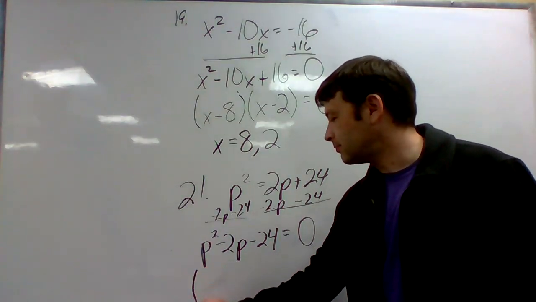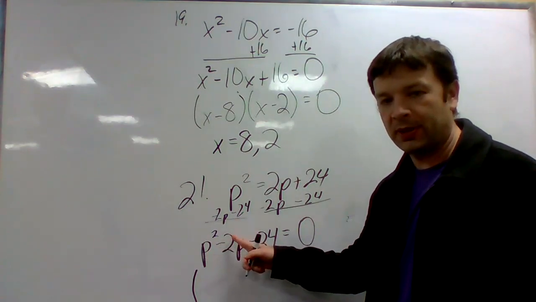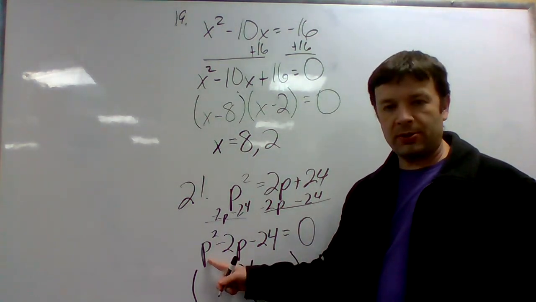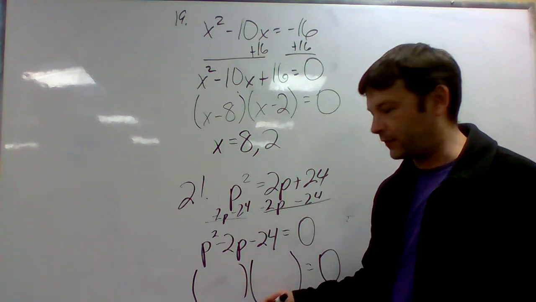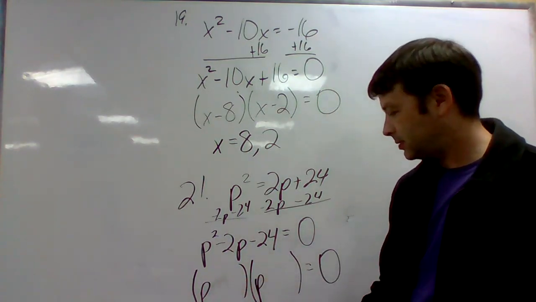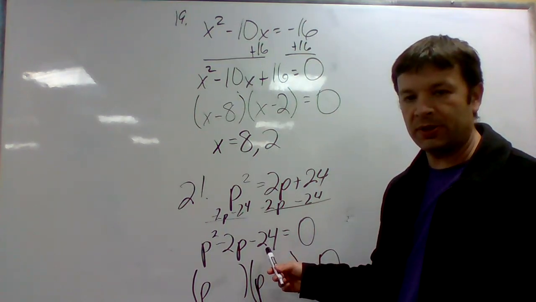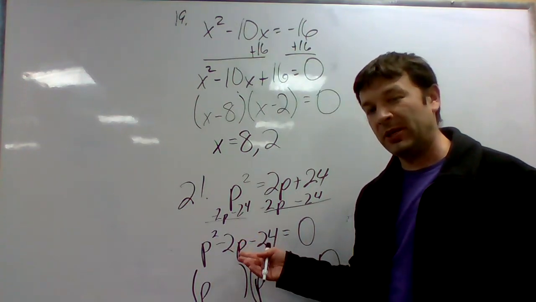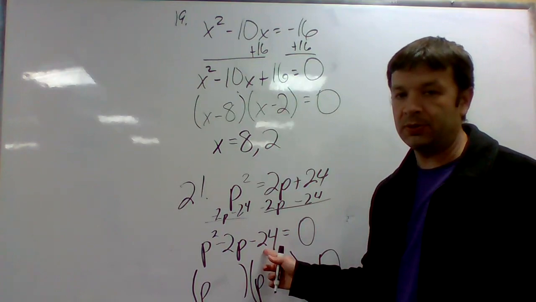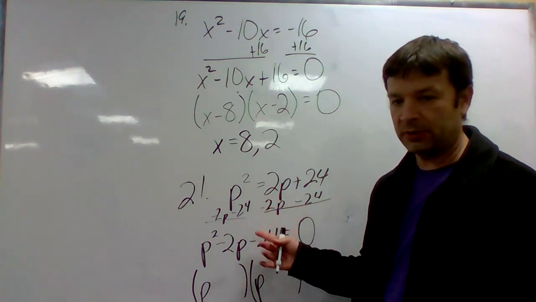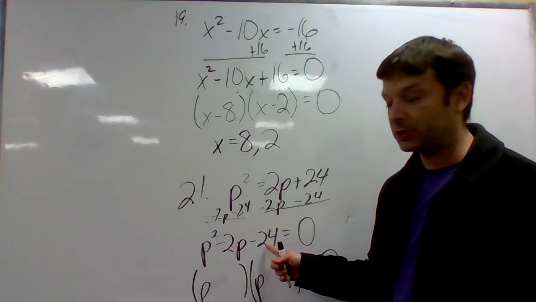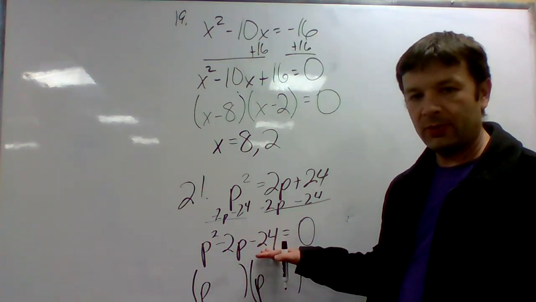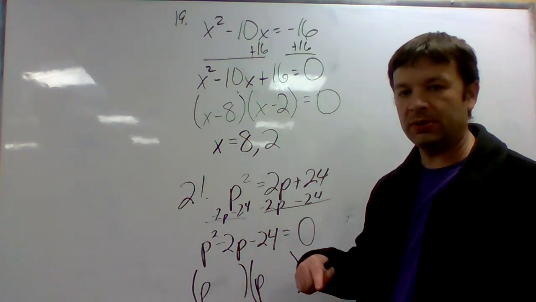All right. Just like the last time, it's a 3-term. It's p squared and 2p and 24. So what goes into p squared? That's going to go in front. p, and what goes into negative 24 that adds up to negative 2? So maybe negative 8 and 3, negative 12 and 2, negative 6 and 4. Those are some of our options, almost all our options. Which of those would add up to negative 2? Well, negative 6 plus 4 is negative 2.